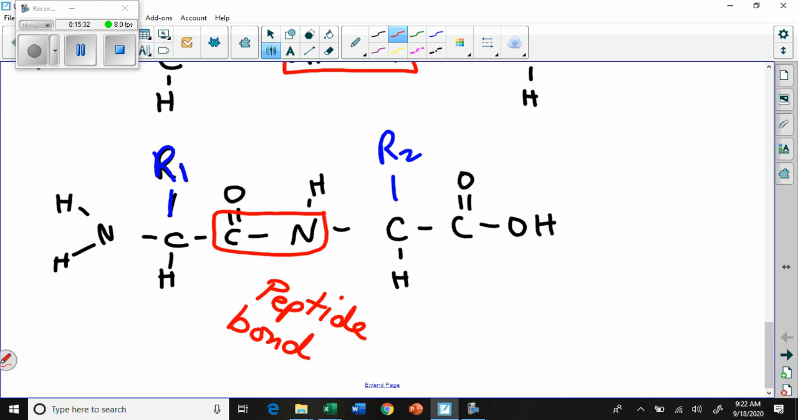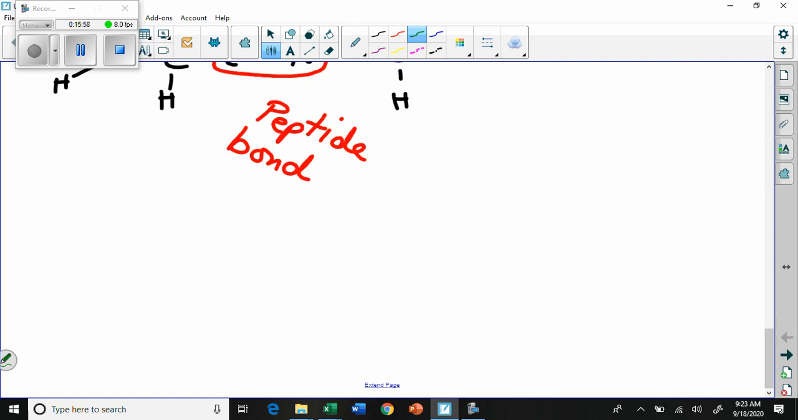Now you can also notice that we could just go over here and add another amino acid and do the same thing, right? And just keep on going. So we could have 2, 4, 10, 100, 5,000, as many as we wanted, stuck together in a line. And so when you do this, you create a very long chain of amino acids like this.